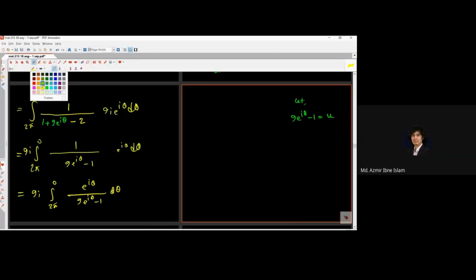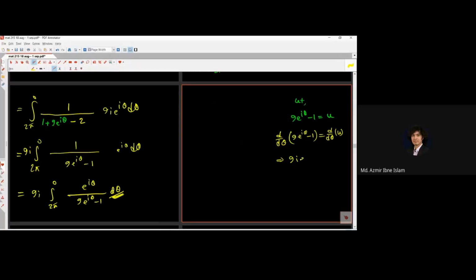Try to recall the u substitution method. Whenever we are considering u, the second step will be differentiation in terms of the main variable, theta. So here we have u equals 9 e to the power i theta minus 1, and we differentiate both sides in terms of theta. The derivative is 9i e to the power i theta, and the differentiation of 1 is 0. So we have du d theta, so 9i e to the power i theta d theta equals du.